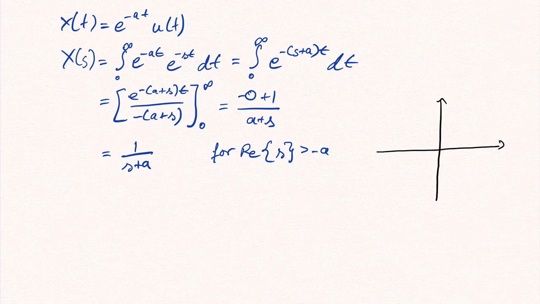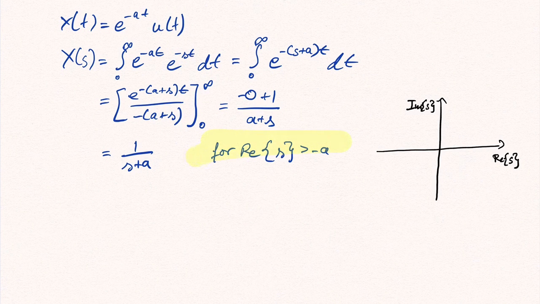which we can illustrate in the s-plane, which is a complex plane with the real part of s and the imaginary part of s. We know that X of s exists for all values of s which have real part greater than minus a. So X of s exists for all values of s to the right of this line here, for real part being equal to minus a. This region again is called the region of convergence, abbreviated as ROC.